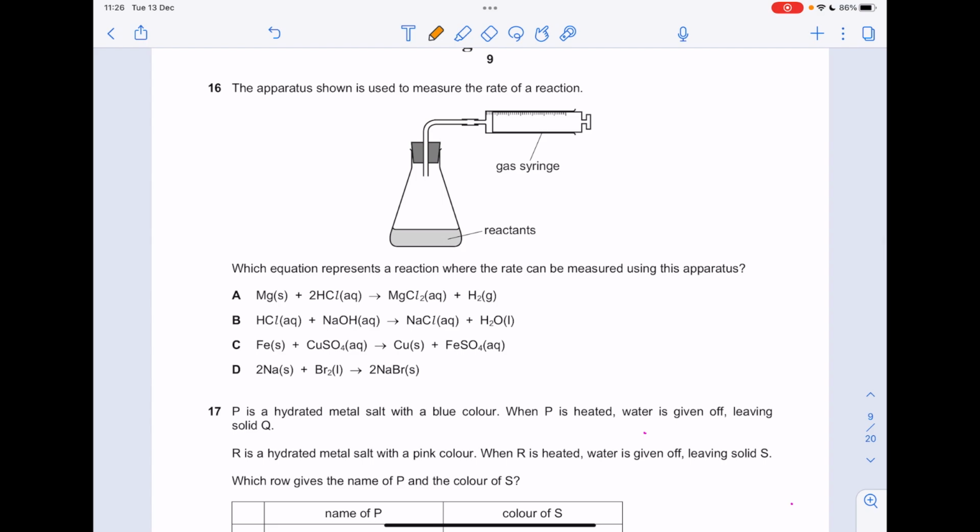The apparatus shown is used to measure the rate of reaction. Which equation represents a reaction where the rate can be measured using this apparatus? So the way this is going to work is a gas is going to be released and you can measure its volume per unit time using the gas syringe, which means we need a product that's in its gaseous state. And actually, if you have a look down here, it's only hydrogen that is. So that's actually quite a quick question.